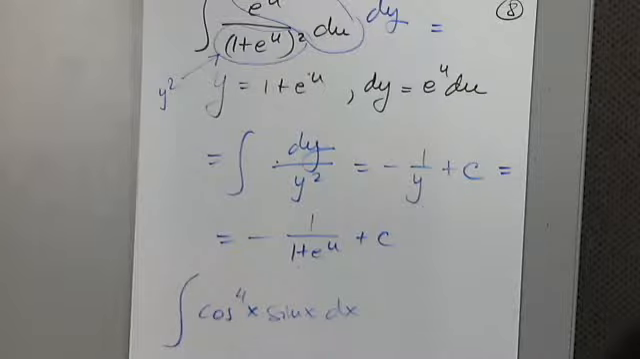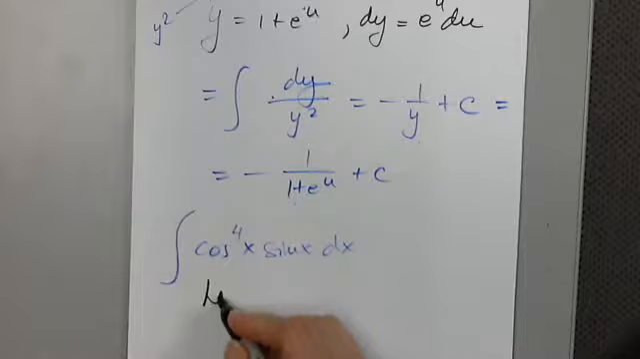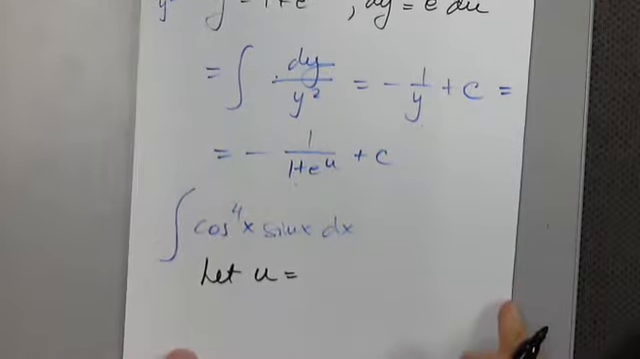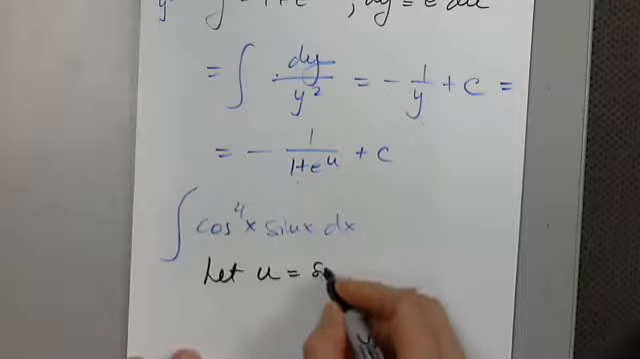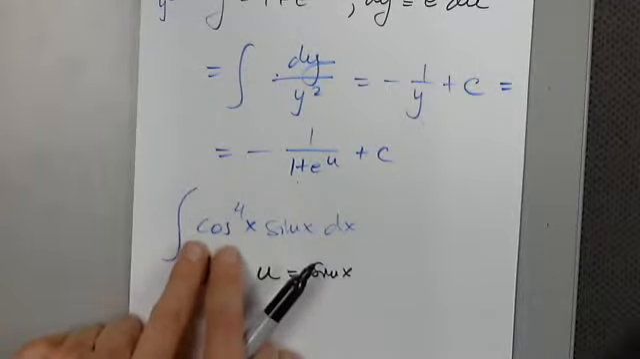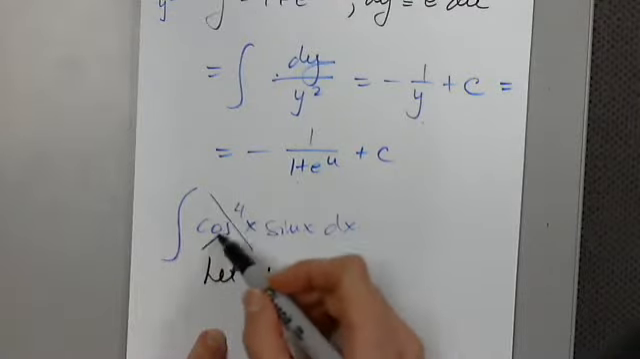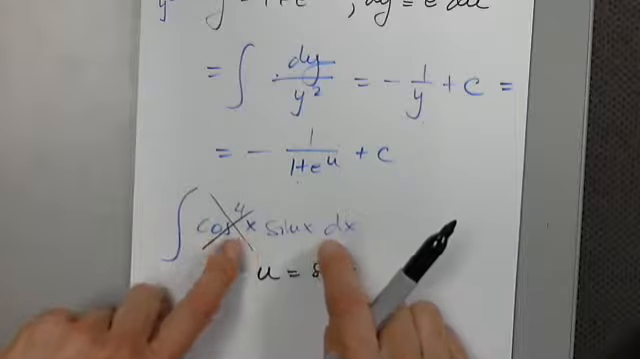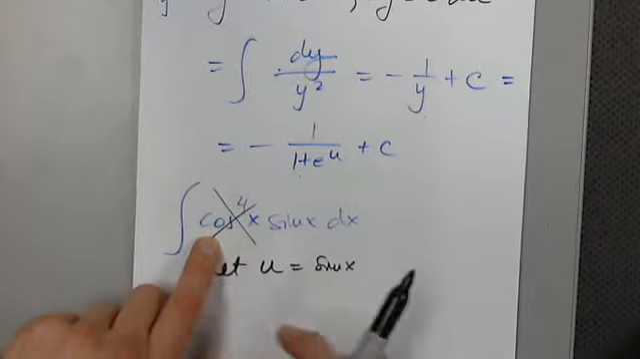Any suggestions on this one? Okay. Let u be sine x. If I use sine x, then I will have difficulties with this. I really want this to disappear. Sine is friendly, but cosine to the fourth is not really friendly.